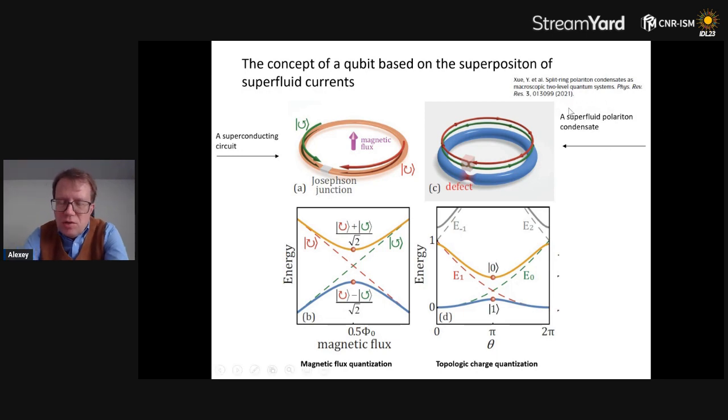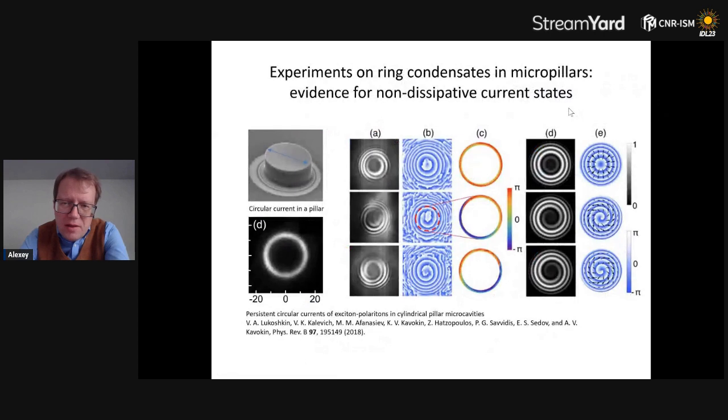in China in 2021. Then the realization came very soon because ring condensates, ring polariton condensates have been already studied by then. They were realized in micropillars and they demonstrate persistent superfluid currents with different topological charges. Here you see the currents with charges +1 and -1 that manifest themselves in interferometry spectra of this condensate. So the phase, how it changes as a function of coordinate, can be deduced from interferometry measurements. And this technique is well established.